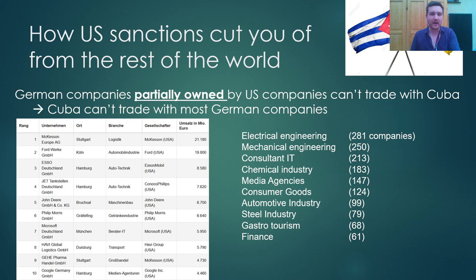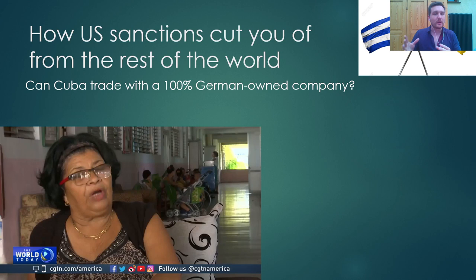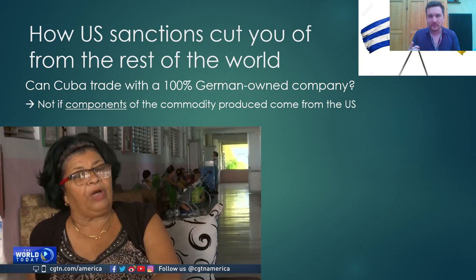Well, okay, that's a bummer, but let's say Cuba finds a company that is 100% German owned, meaning 100% non-American company. Well, the thing is, once there is only one component, only one screw, or only one kilogram of United States wheat in the commodity produced, it means Cuba cannot buy this product.